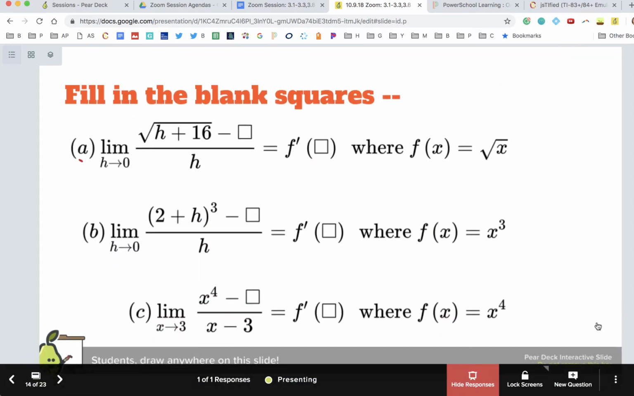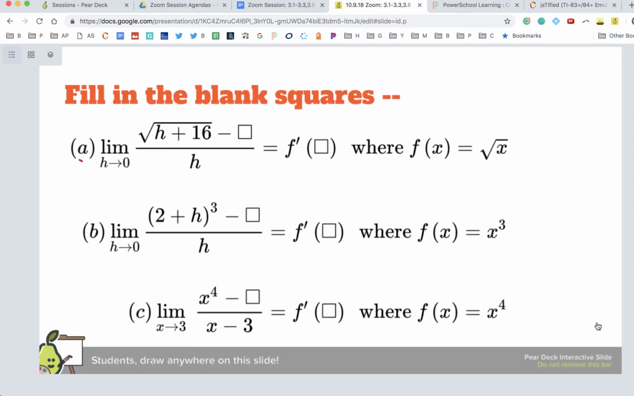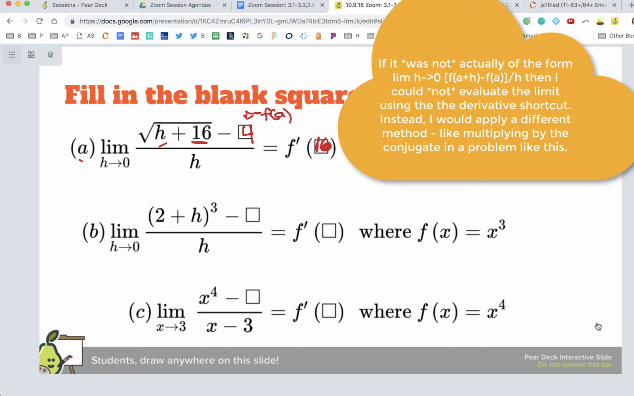Moving on, we want to fill in the blanks now. So we want to put it in the proper form. So in this first one, I have h plus a, right? I just mixed it up a little bit there. So if our f of x is the square root of x, then our a is just going to be 16, right? And if this is going to be of the form f prime of 16, the limit definition of that, then this right here has to be my f of a. So right there, we would have to have a 4 in order to be able to evaluate it, as we have using the shortcut method.